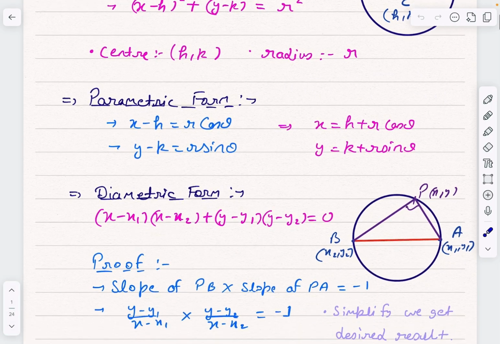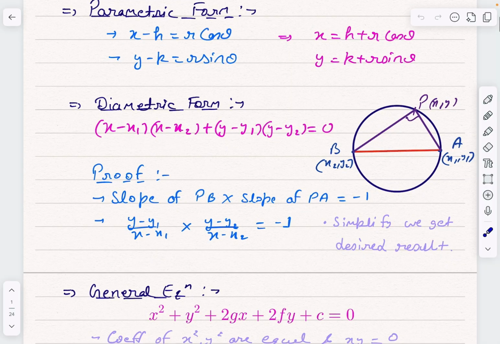Okay, next. Next we have the diametric form. In the diametric form, let us say we have the end points of a diameter. So x1, y1 and x2, y2 are the end points of a diameter of a circle. How do you find the equation of the circle here? It will just be (x minus x1)(x minus x2) plus (y minus y1)(y minus y2) is equal to 0.